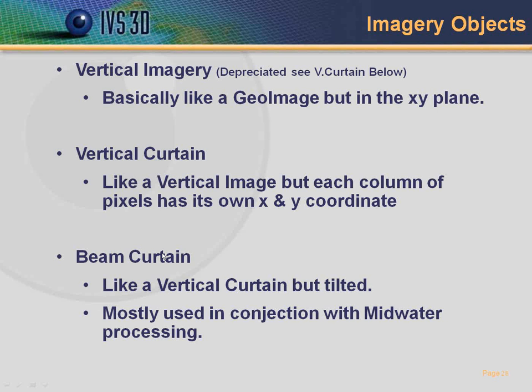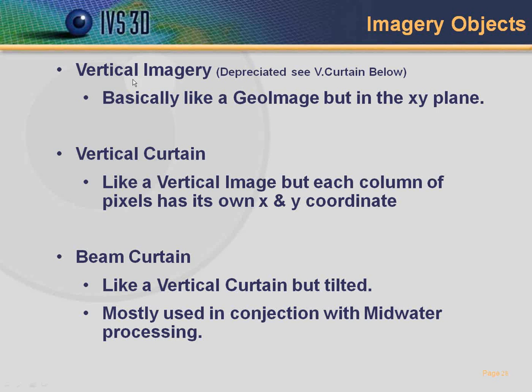There's also a slightly more sophisticated version of the vertical curtain, which is the beam curtain. This is really used in conjunction with midwater processing tools. When you have a sonar and you want to see, say, beam 5, it will make a visual curtain of the intensity returns. But instead of being absolutely vertical, it's tilted in the direction of the beam. So it's really a tilted vertical curtain.